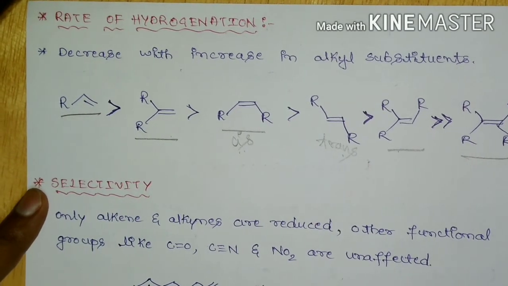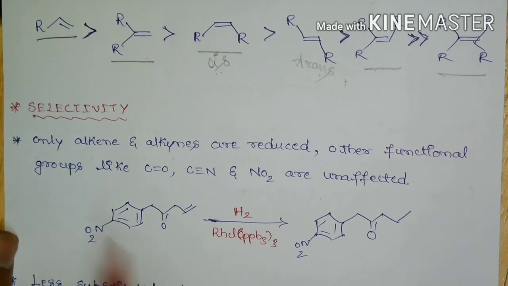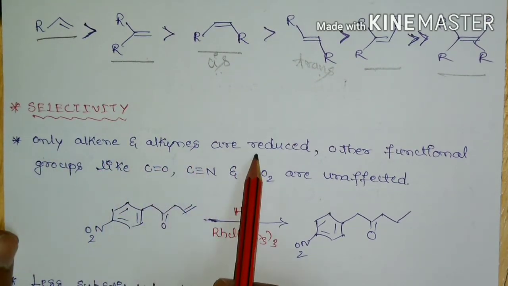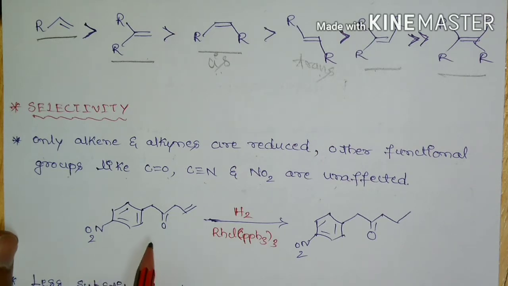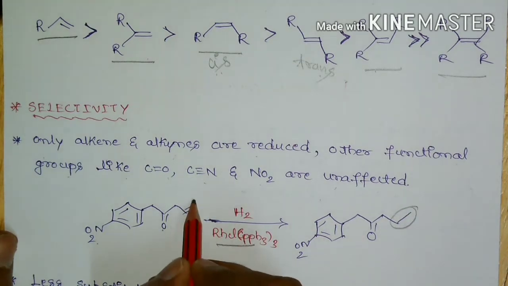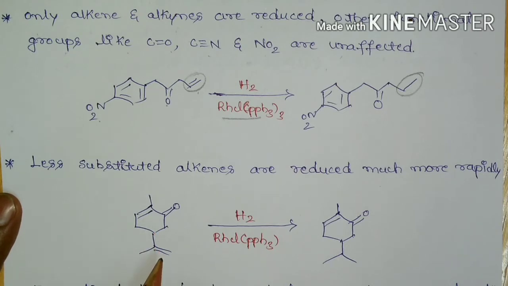The important feature of this Wilkinson catalyst is its selectivity towards reduction. First, only alkenes and alkynes are reduced. Other functional groups like carbonyl, nitrile, and nitro are unaffected. So if the substrate has a nitro group and a carbonyl group along with a carbon-carbon double bond, this Wilkinson catalyst will selectively reduce only the carbon-carbon double bond, and it will not reduce any of the other functional groups.